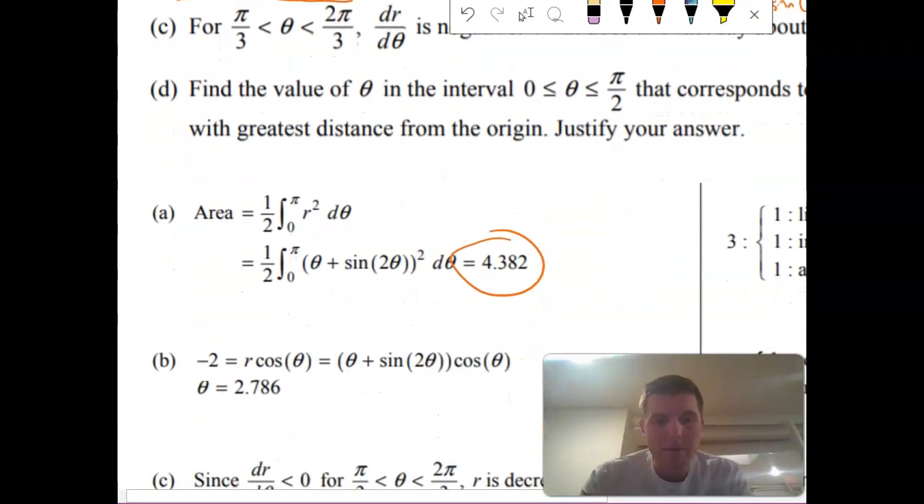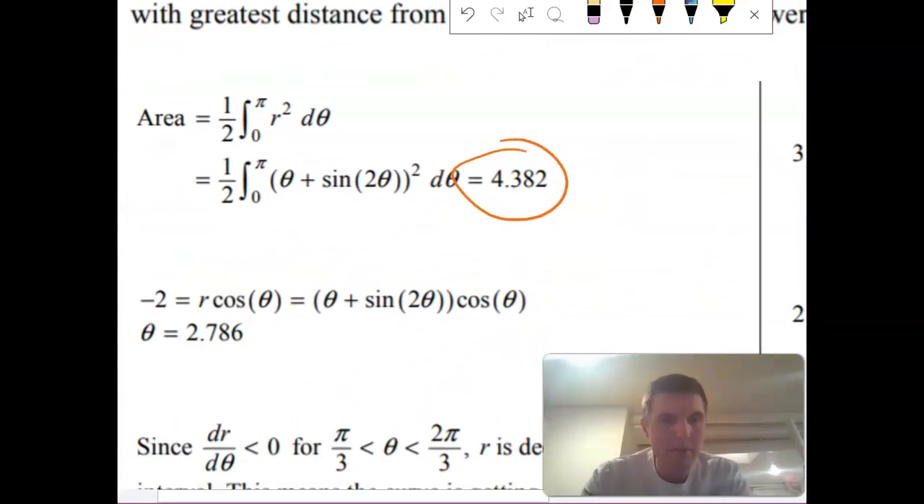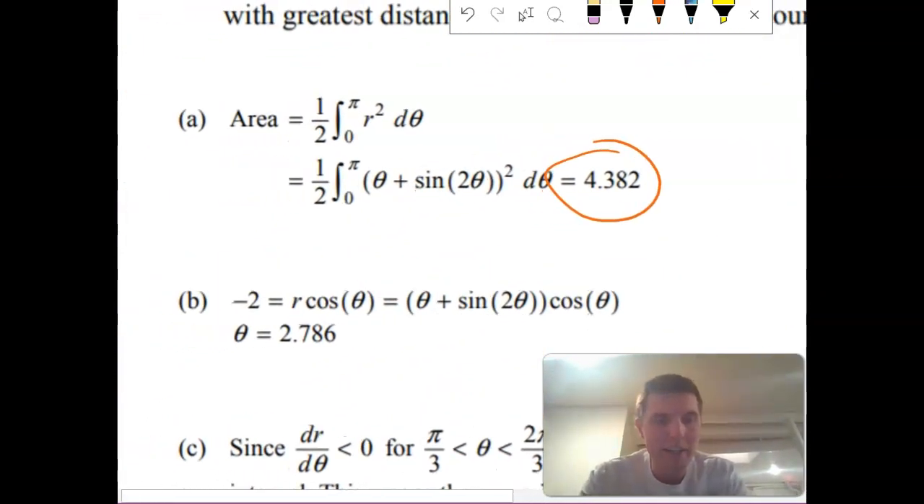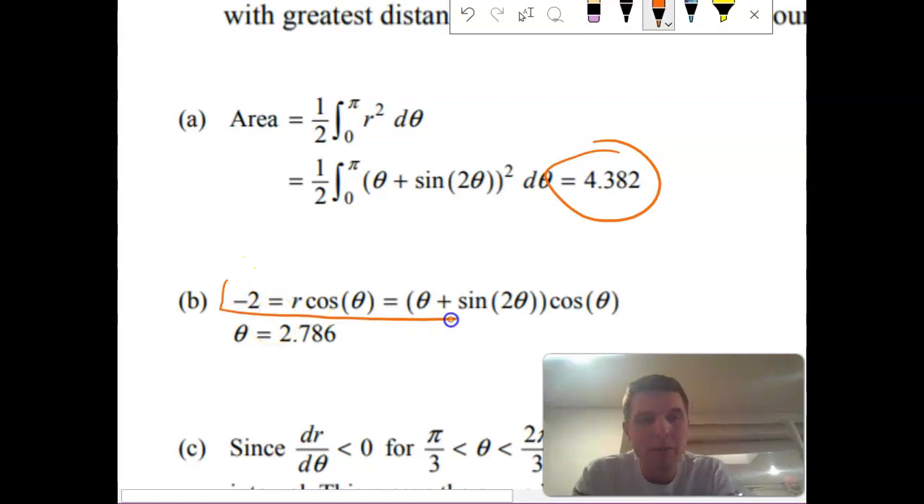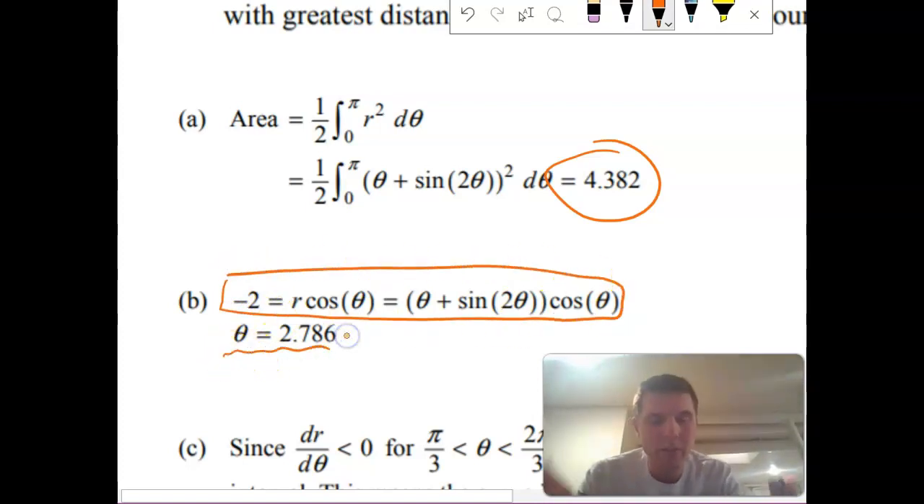I don't remember the graph of this. I don't remember looking at it, but I don't think it'll be too tricky to find that there's only the one here. Theta equals 2.786. I don't think there's more than one, but I don't have the graph pulled up anymore. Writing this out is 1 point, and then finding your theta is 1 point.